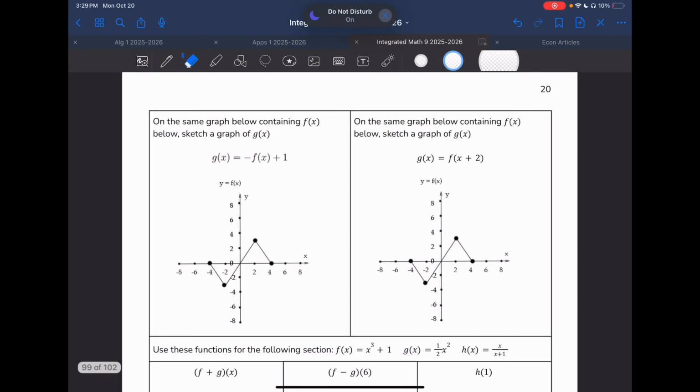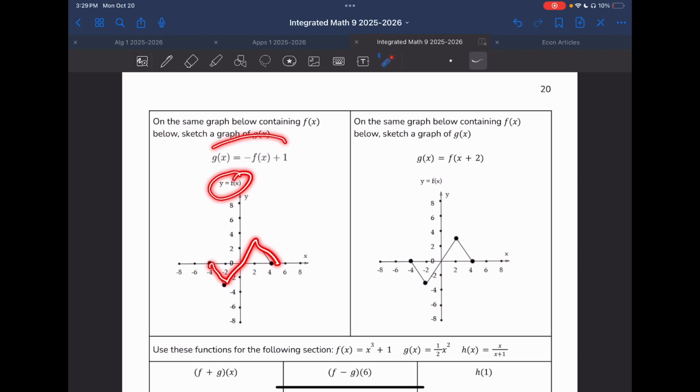All right, and then on page 20, we have the function y equals f of x graphed, and we're applying some transformations to the function y equals f of x to create a new function. And so here we are doing two things. One, we're reflecting it across the x-axis, right? We're making it negative, so it's a vertical reflection, and then we're sliding it up 1.